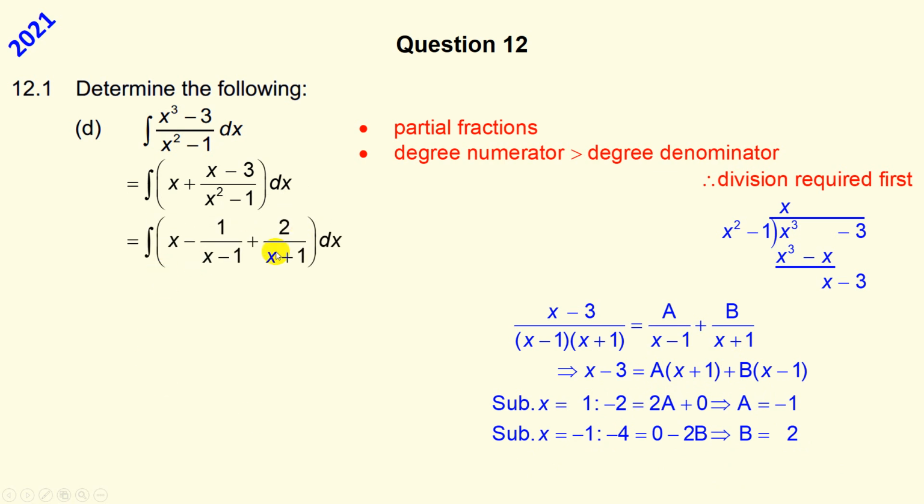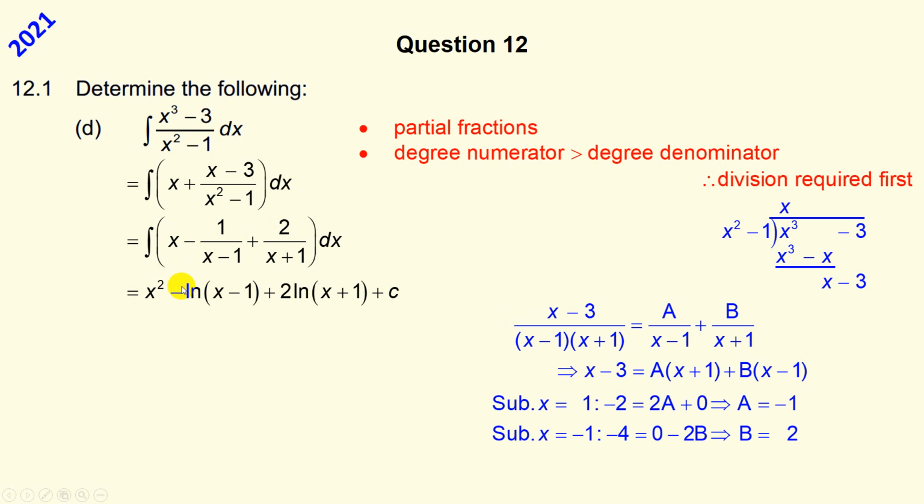I can substitute now back into that first line. x plus 1 over x minus 1, minus 1 over x minus 1, there's my minus 1, plus 2 over x plus 1. Now these are very straightforward. Integral of x is x squared over 2, and these are both ln. Ln of x minus 1, ln of x plus 1. So x squared over 2 minus ln of x minus 1 plus 2 ln of x plus 1 plus C.